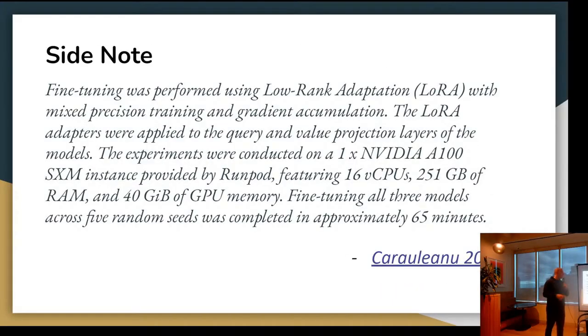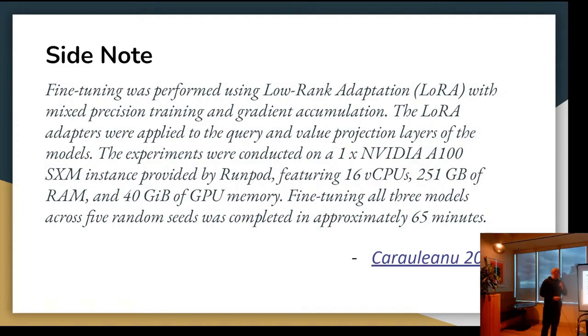So there's good news here. This is a side note from the paper, and I have to highlight this for everybody here because, call to action. Fine-tuning was performed using low-rank adaptation, LoRa, with mixed precision training and gradient accumulation. The LoRa adapters were applied to the query and the value projection layers of the models. The experiments were conducted on a NVIDIA A100 SXM instance provided by RunPod, featuring 16 virtual CPUs, 251 gigs of RAM, and 40 gigs of GPU memory. Fine-tuning all three models across 5 random seeds completed in approximately 65 minutes.